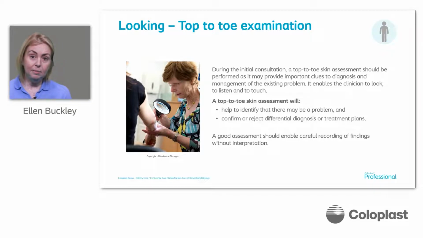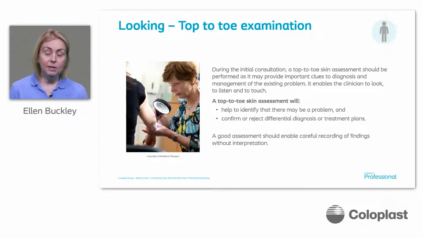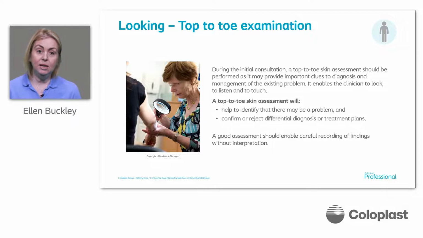So an example of that might be a pressure ulcer on a patient's heel. We know that that's where that pressure damage is, but we also know that there are other potential at-risk areas of pressure damage, and if there are other signs of pressure damage elsewhere on the body, then doing that top-to-toe assessment will really, really help.